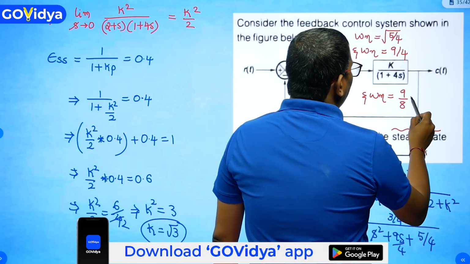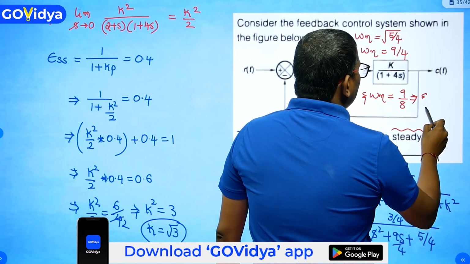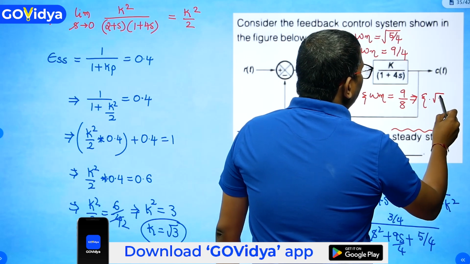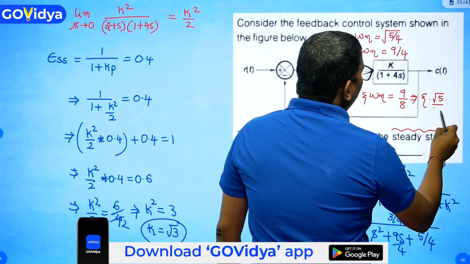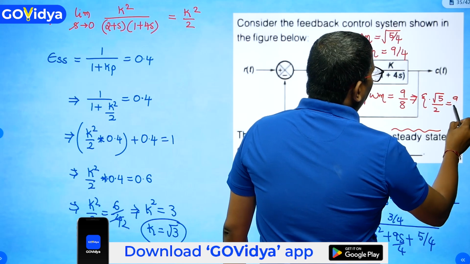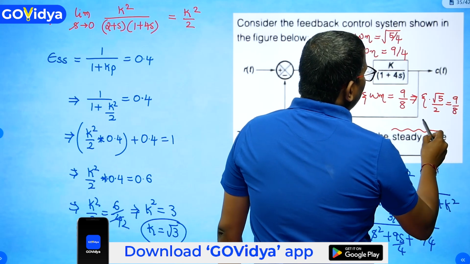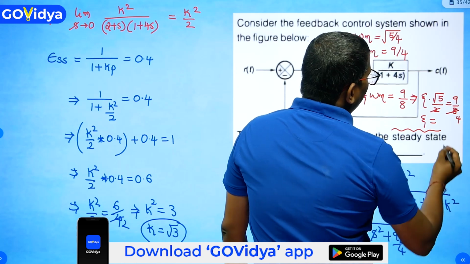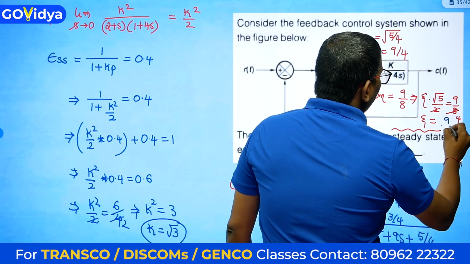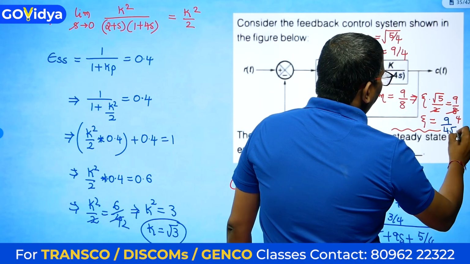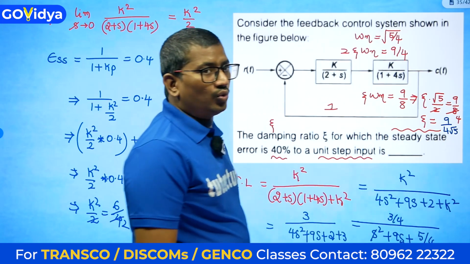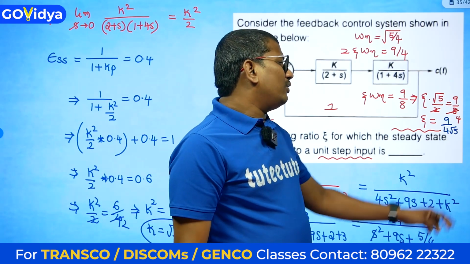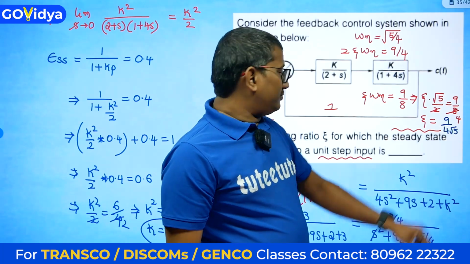But what is omega n here? Zeta into root 5 by 4; if 4 comes out, it is 2. 9 by 8. From this, zeta is equal to, this is 4 times. So finally you will get what? 9 by 4 root 5. So you can say easily that it is overdamped.